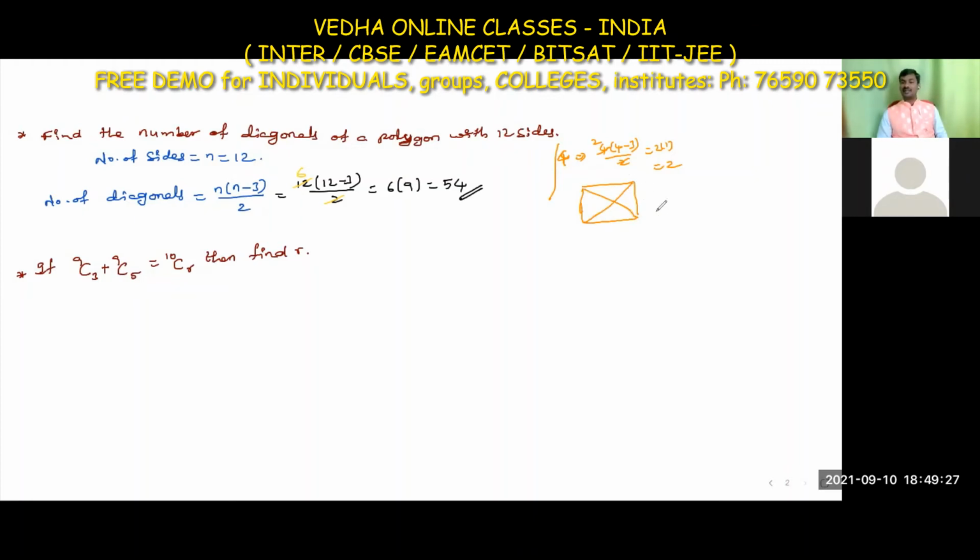Like this we have to find the number of diagonals, like for a pentagon. If we take the pentagon, how many diagonals are there? Here 1 diagonal, 2 diagonals, and 3 diagonals. You can check the formula. n is equal to 5, 5 sides. So 5 into 5 minus 3 by 2, that is nothing but 5 into 2 by 2.